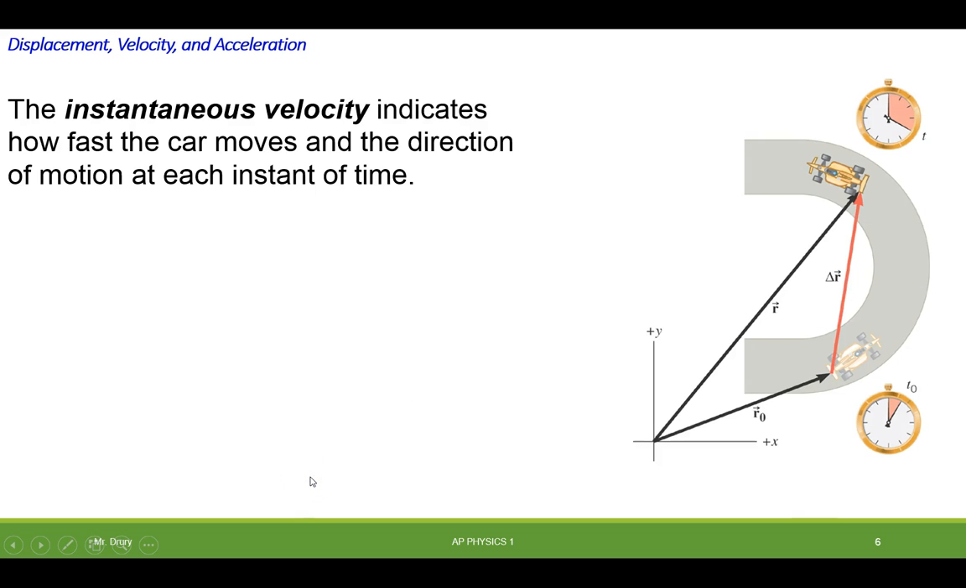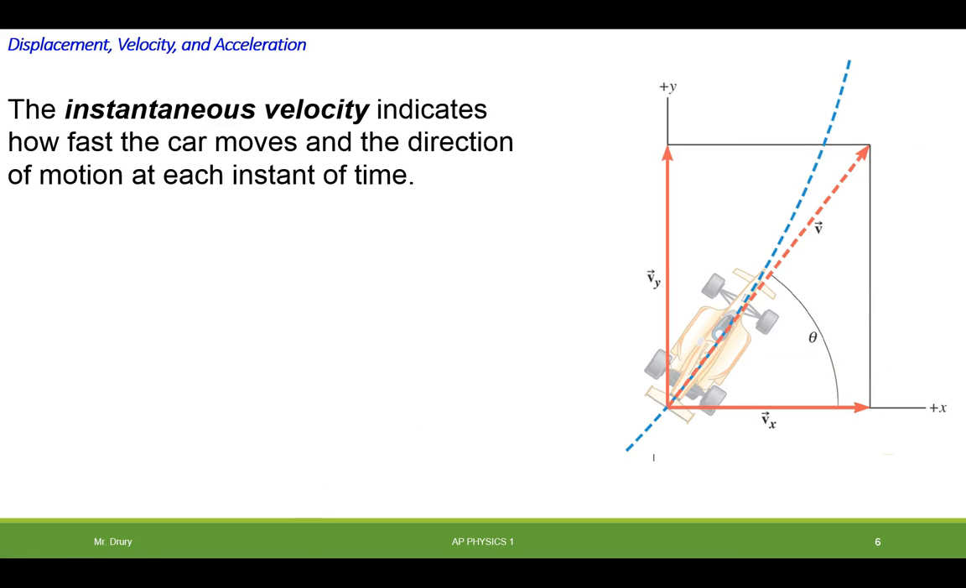All right, how about instantaneous velocity? Well, we know that instantaneous velocity indicates how fast a car is moving and the direction of motion at each instant of time. So, let's say you're going on a turn, and what's the instantaneous velocity at this point? In other words, at this point, drawing a tangent to it, which direction would it go in? And how fast would it be going? That would be the instantaneous velocity. And once again, it's really the same equation, but this time with the limit as delta t approaches 0. And this hasn't changed since the last chapter.